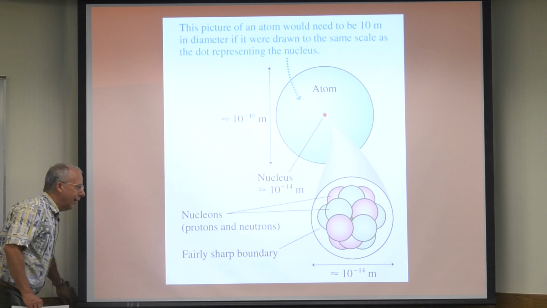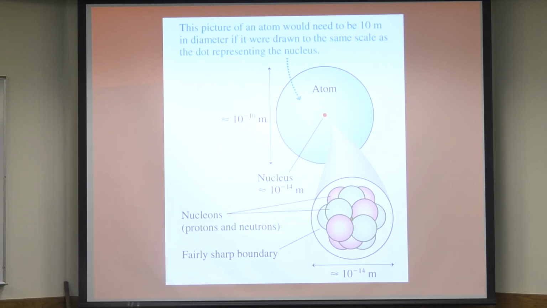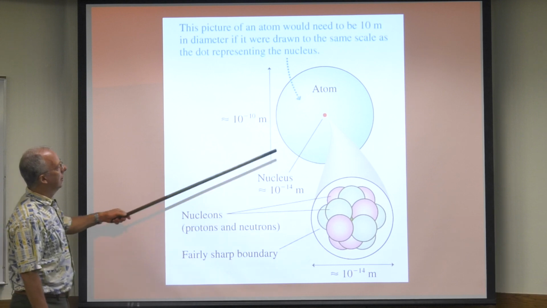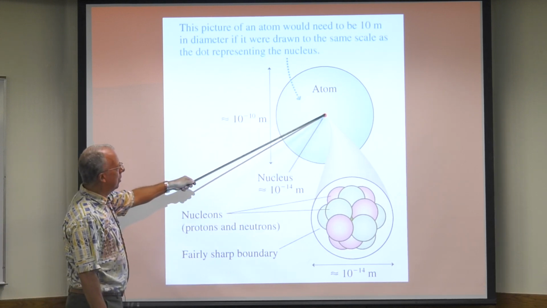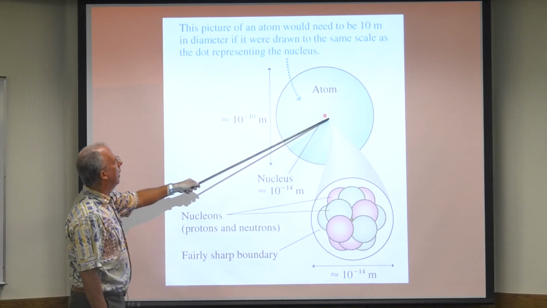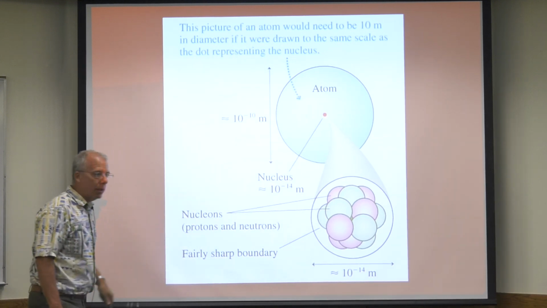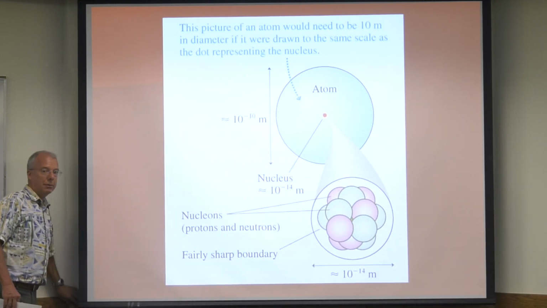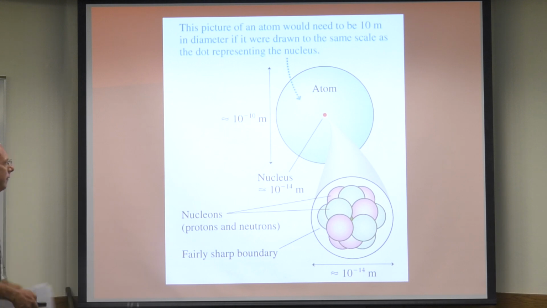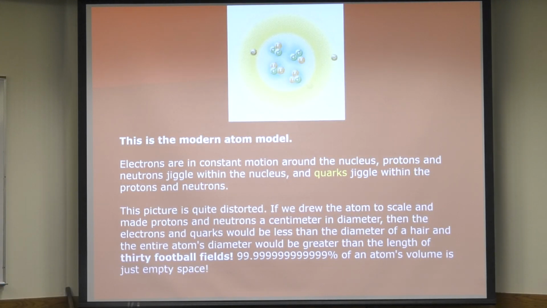This picture of an atom would need to be 10 meters in diameter if it were drawn to the same scale as the dot representing the nucleus. So just think, if this is the nucleus, if you had a scale model, the atom would be 10 meters in diameter. 10 meters. That's pretty big.